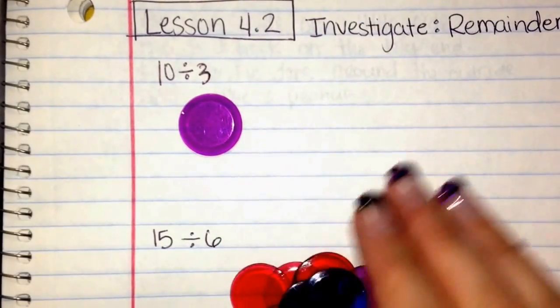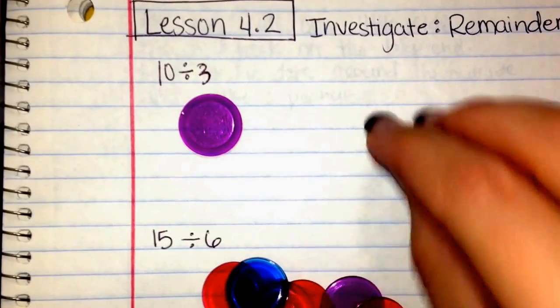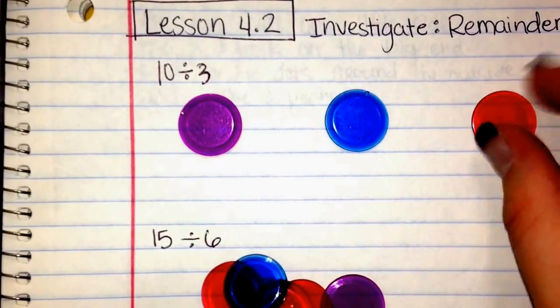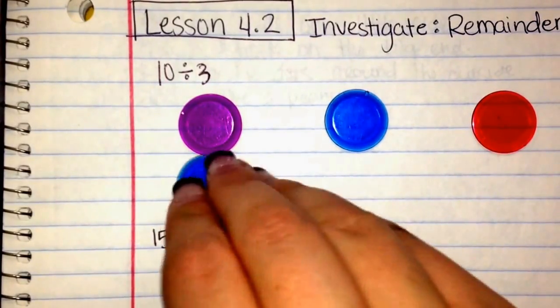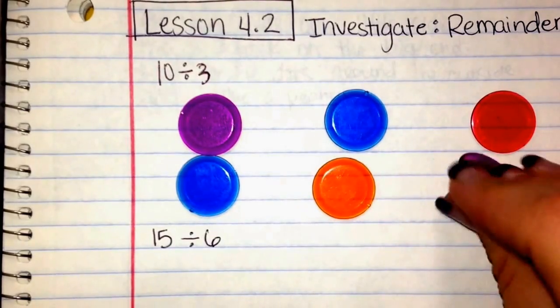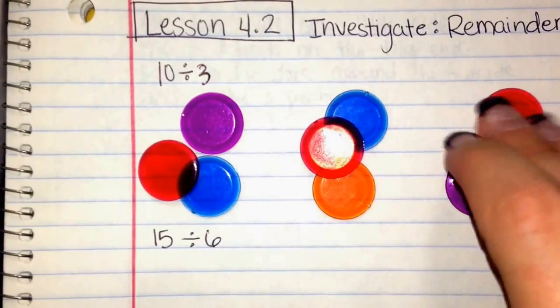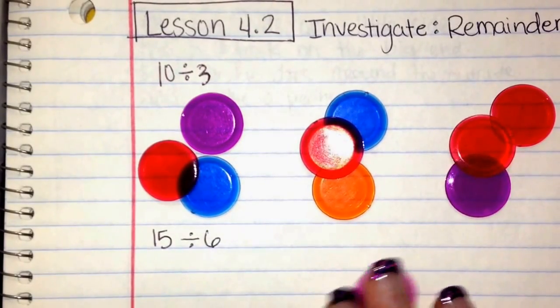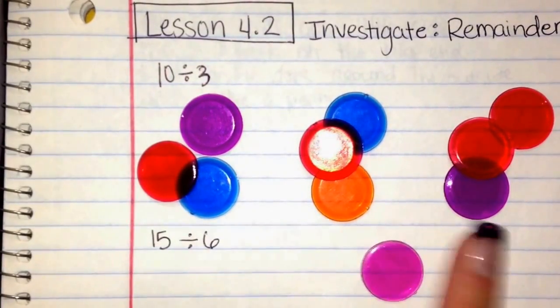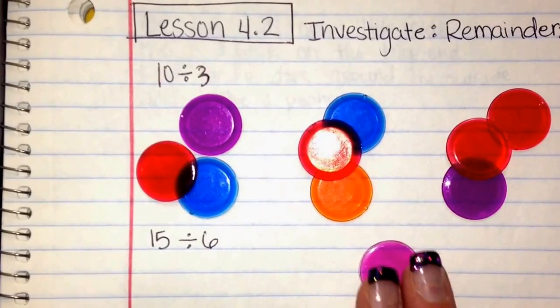So I'm going to put these in 3 groups with my 10 counters. There's group 1, there's group 2, there's group 3. And let's put another one in each group. I'm going to do this until they are gone. Alrighty, I've got them all in groups, but I have this one left over. Now I can't put it in a group because then it won't be equal.